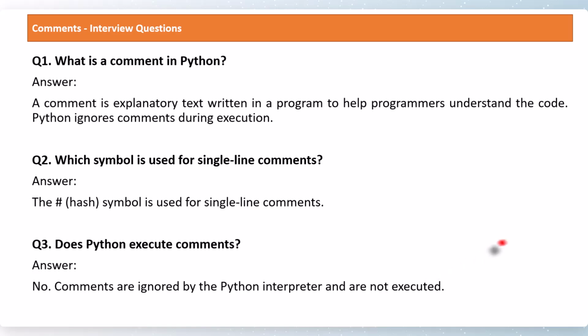Now let us see some of the interview questions. What is a comment in Python? A comment is an explanatory text written in a program to help programmers understand the code. And Python ignores comments during execution. Which symbol is used for a single-line comment? The hash symbol is used for a single-line comment. And does Python execute the comments? No. Comments are ignored by the Python interpreter and are not executed.